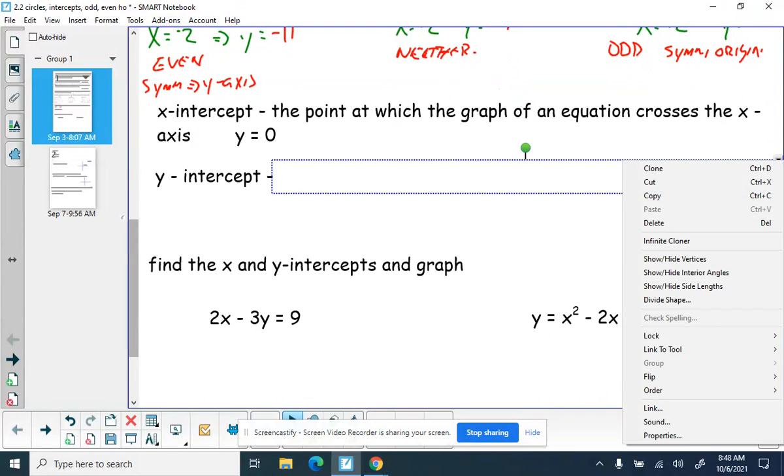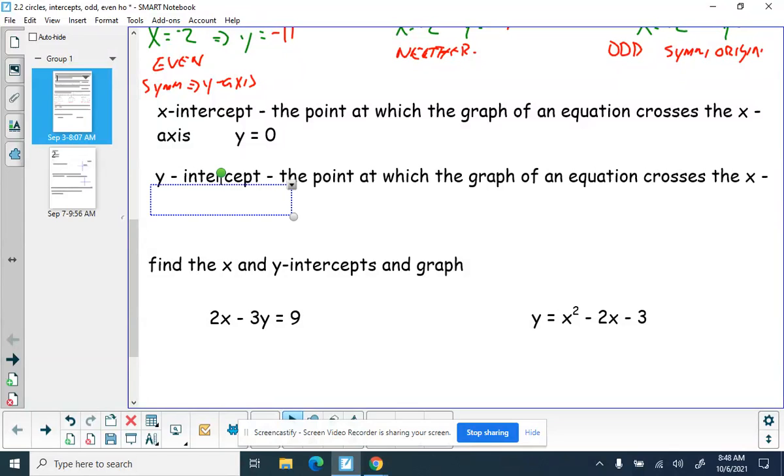And the y-intercept is exactly the same, except it's where you cross the y-axis. And that's where your x is equal to 0. So your y-intercept is the point at which the graph will cross the y-axis. It's called an intercept.